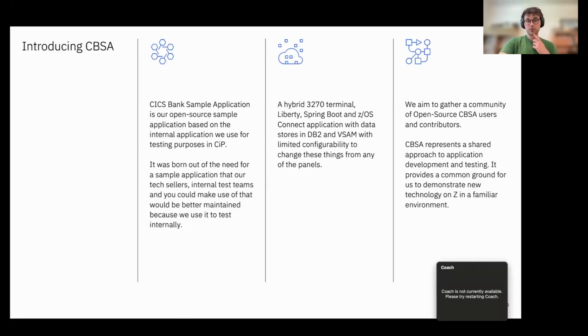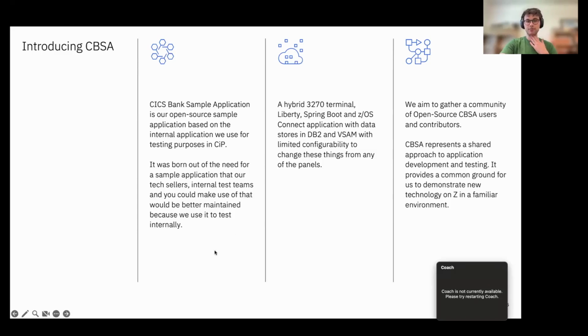So CBSA is an open source application, and we designed it to be a sort of distillation of everything that we learnt in developing Hursley Bank. And we wanted it to be something that our tech sellers could use, as well as our internal test teams and people outside of IBM as well, could see a real example of what CICS application development looks like, but also what we think in IBM CICS application development could look like. So we're using this as a demo of some of the newer technologies that we're looking at in CICS as well.